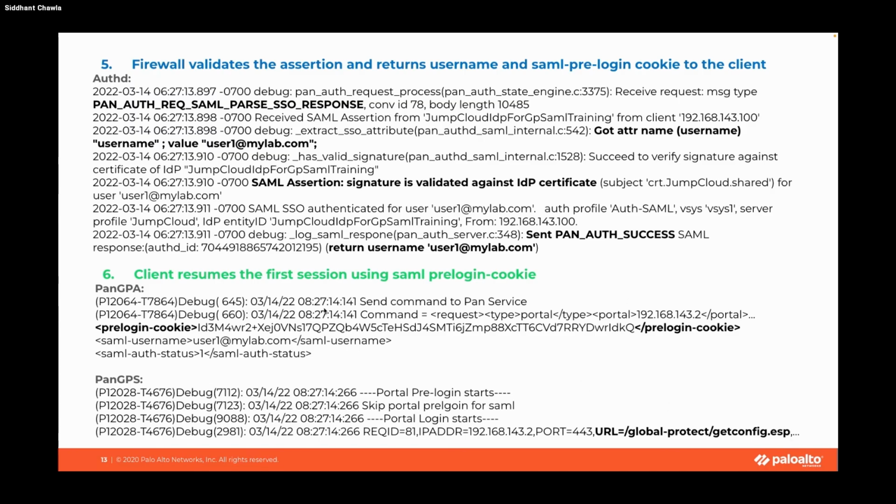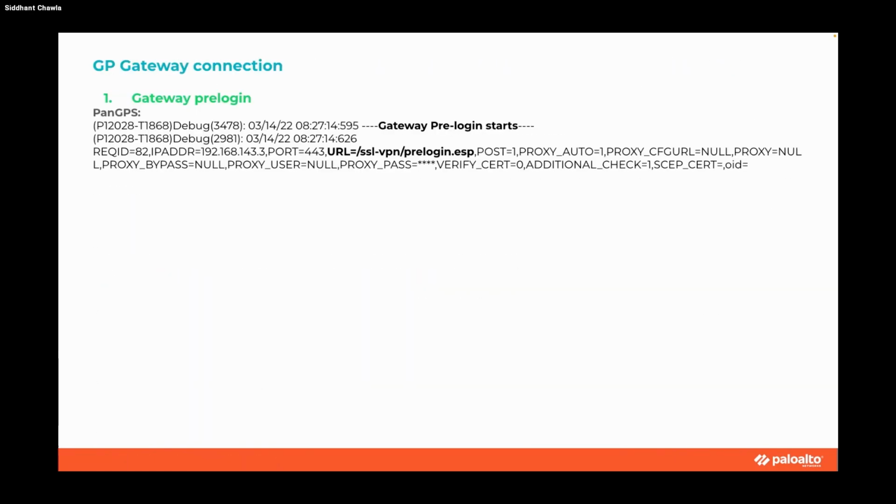Under the PAN GPA log, you can see the pre-login cookie. This is the pre-login cookie. If you want to search, you can search with the keyword pre-login hyphen cookie. Then under the PAN GPS log, you will see getconfig.esp. That means the client or GP application is trying to gather the configuration from the portal. Once we see getconfig.esp, that means it is trying to gather gateway configuration from the portal. Once it has gathered that information, a gateway pre-login will start or gateway authentication will start.